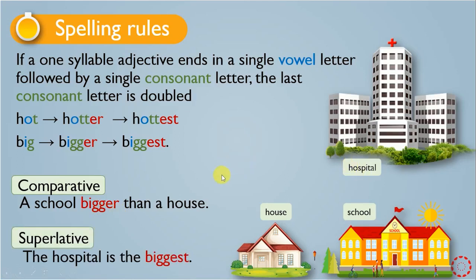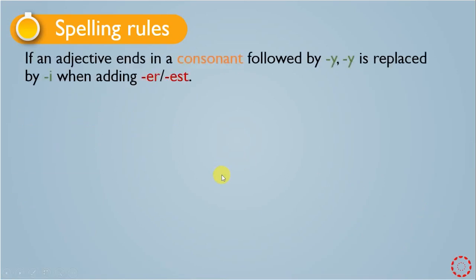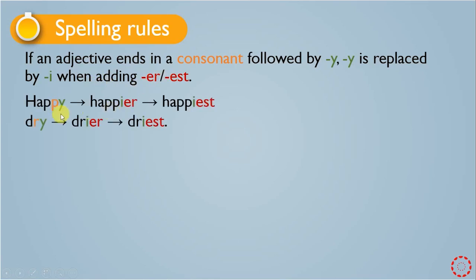We have another spelling rule. If an adjective ends in a consonant followed by y, the y is replaced by i, or we can say we change y to i, and then we add er or est. Look at this example. Happy, we have a consonant and then we have y at the end. We change y to i, or we can say we replace y by i, then we add er. Happy became happier and happiest. Dry is the same, drier and driest.